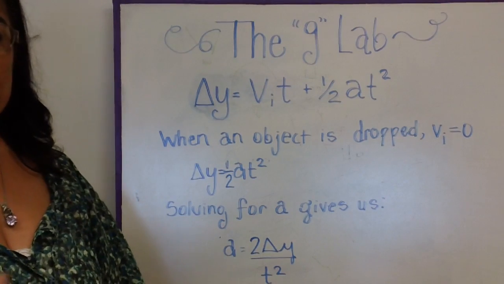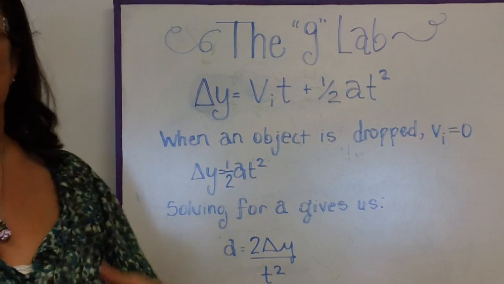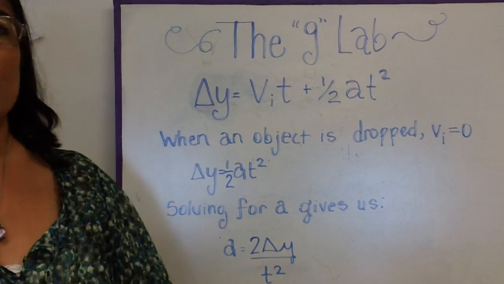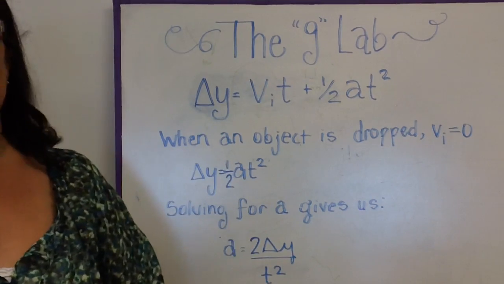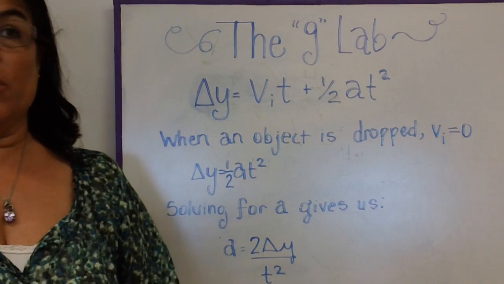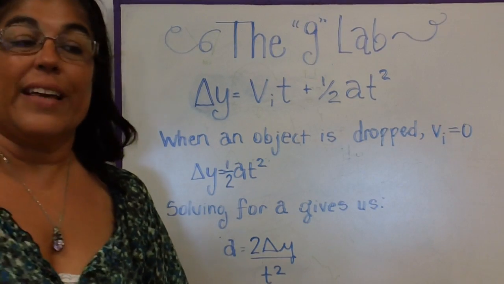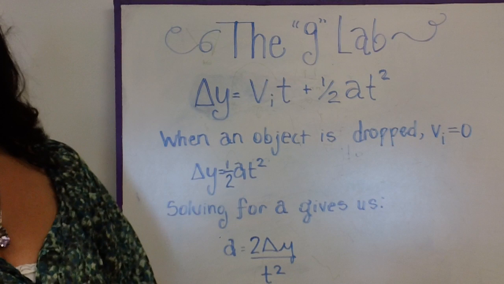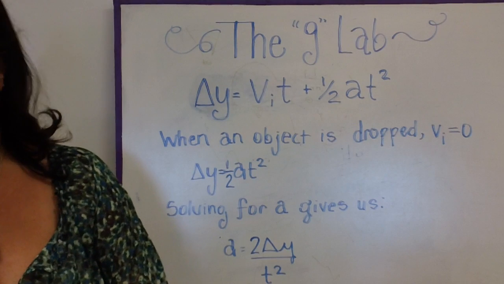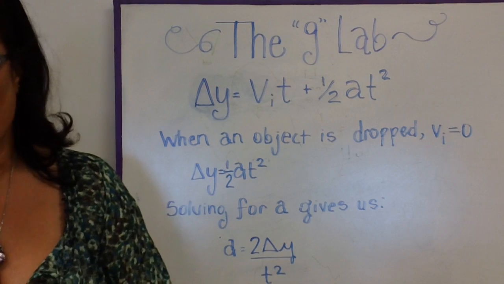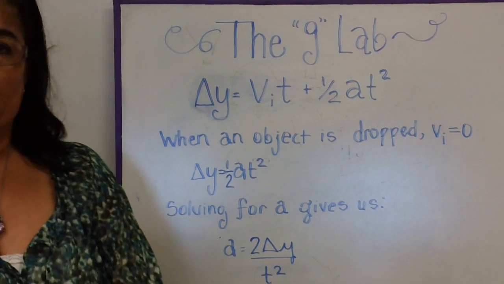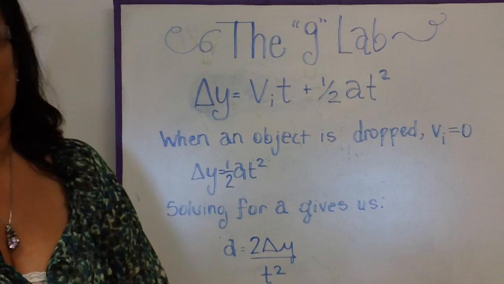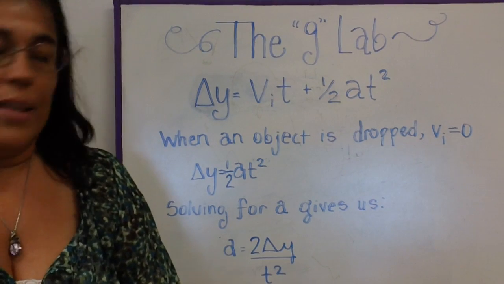Okay, so today's lecture is going to be on a lab that we're going to be doing tomorrow in class, or on Monday in class, and it's called the G lab, G being gravity. We're going to do an experiment and calculate the value of gravity. Now we all know that the value of gravity is 9.8 meters per second squared. Some texts you'll see 9.81, but today we're going to assume we don't know it and we're going to calculate it.